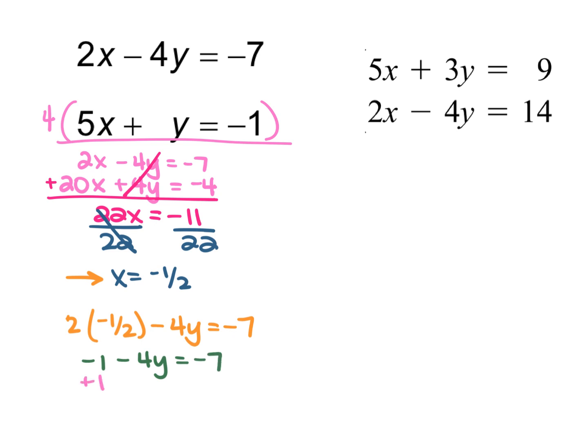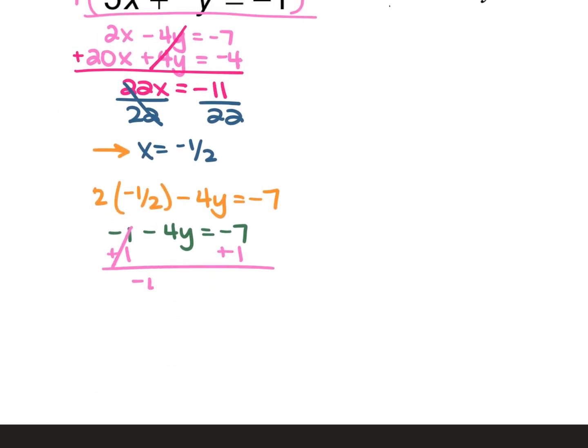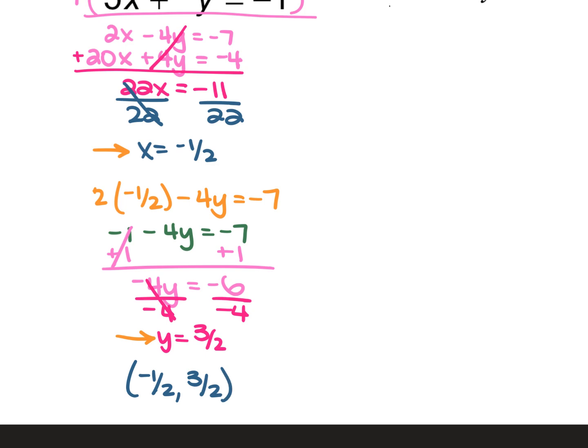We add the 1 over. That gives us -4y is equal to -6. Divide each side by that -4. And that gives us that y is equal to 3/2. So if x is the -1/2 and y is the 3/2, that gives us the ordered pair of -1/2, comma 3/2 for our answer.